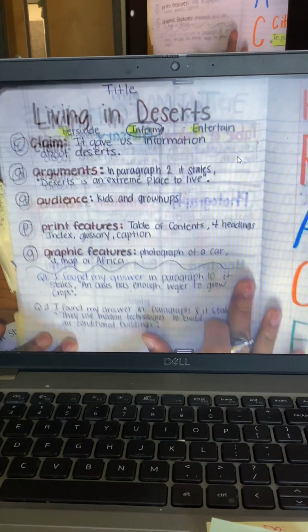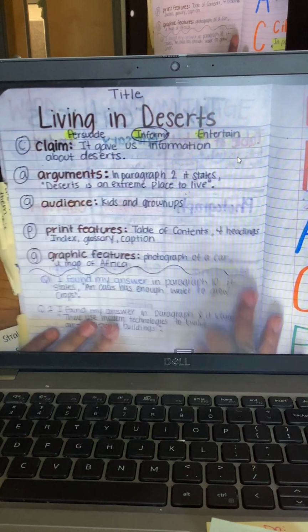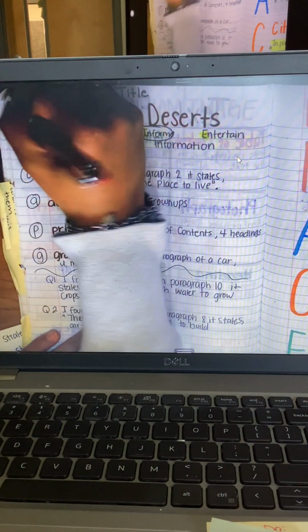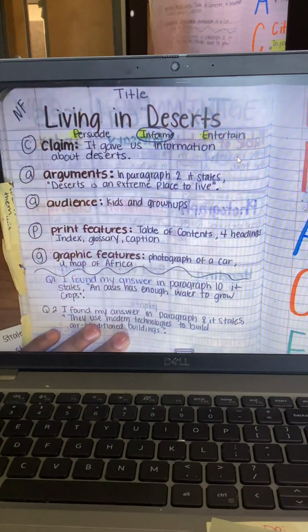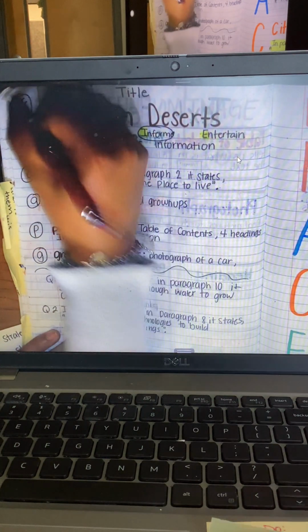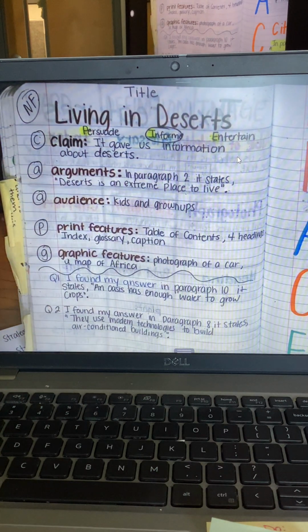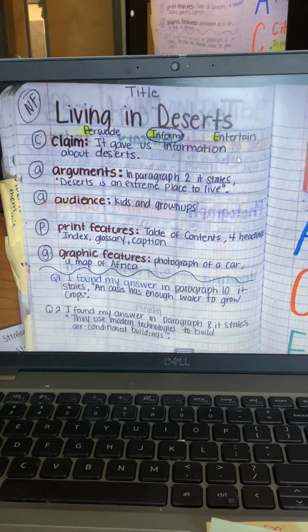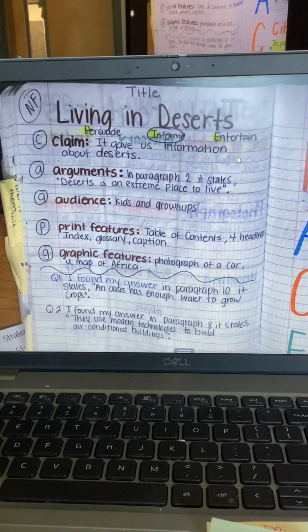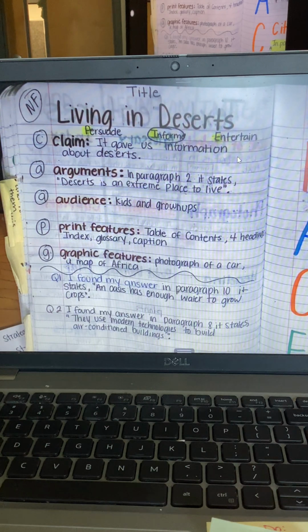So these are strategies for non-fiction stories. We talked about fiction in my other video. Now we're talking about non-fiction strategies. Non-fiction means that these are books that are real. They're not fake. They're not talking about animals talking, or a story about Red Riding Hood or Three Little Pigs. We're not talking about fiction stories no more.